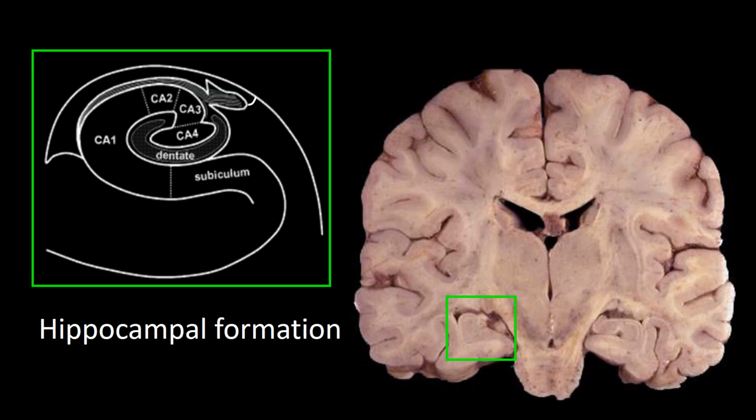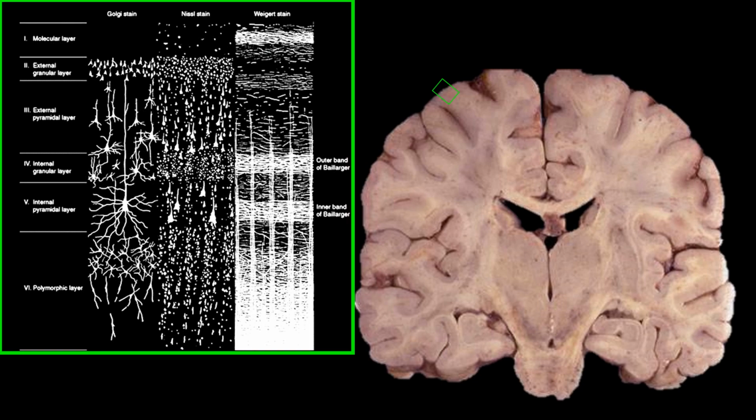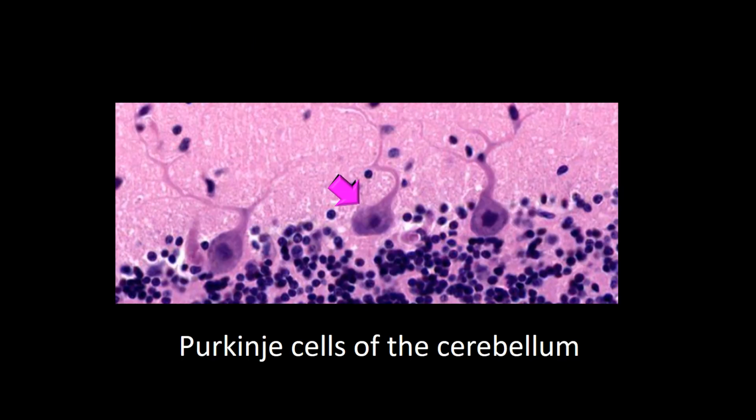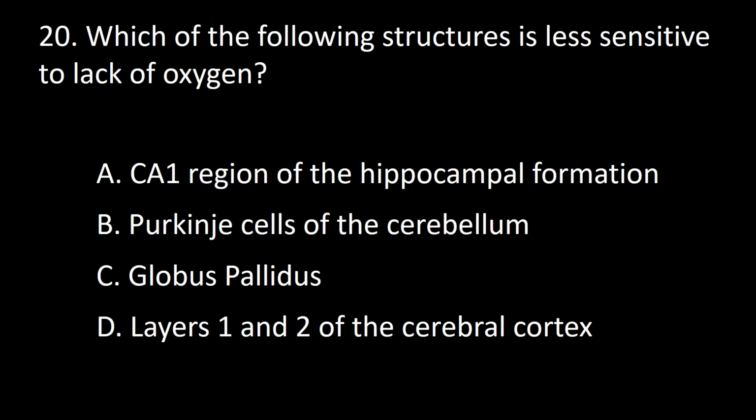In the hippocampal formation, the CA1 region is most vulnerable to hypoxia. In the cerebral cortex, layers 3 and 5 are most sensitive to hypoxia. Of the basal ganglia structures, the globus pallidus is most sensitive to hypoxia. And in the cerebellum, Purkinje cells are the most sensitive to hypoxia. So the answer to this question is D.